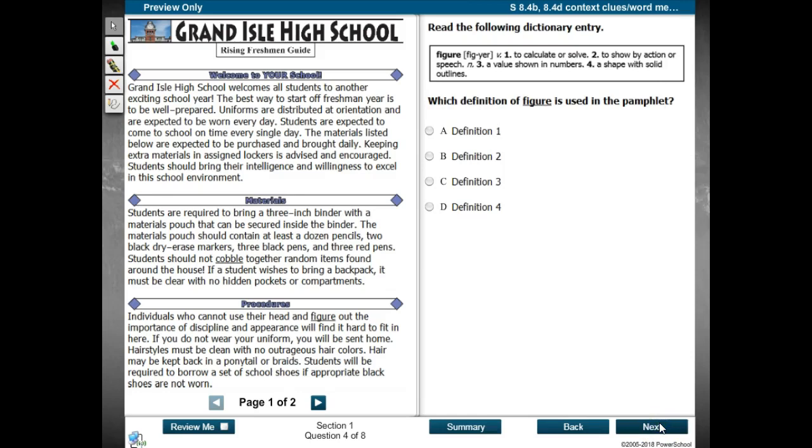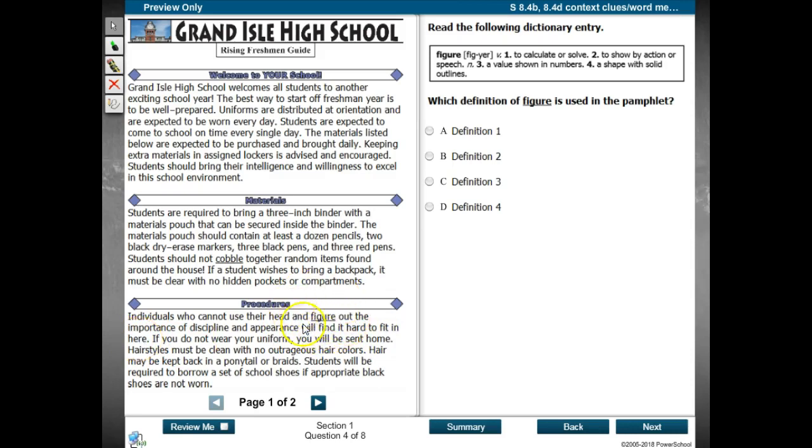Number 4, you're still looking at the dictionary entry. So figure can mean 4 different things. To calculate or solve, to show by action or speech, a value shown in numbers, or a shape with solid outlines. So 2 of them are verbs and 2 are nouns. And the question is, which definition of figure is used in the pamphlet? So here it is. Individuals who cannot use their head and figure out the importance of discipline and appearance will find it hard to fit in here.